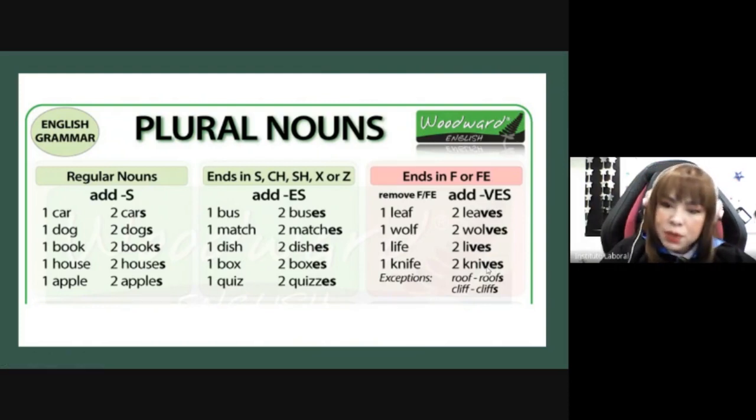There are some exceptions. Every rule has an exception. And the exceptions are the word roof and the word cliff. You just need to add the S. Roof, roofs, cliff, cliffs.